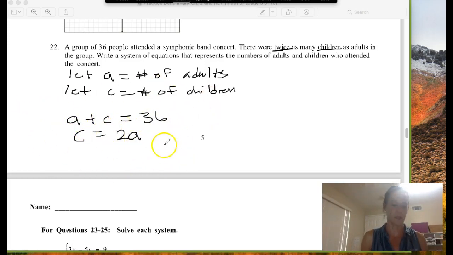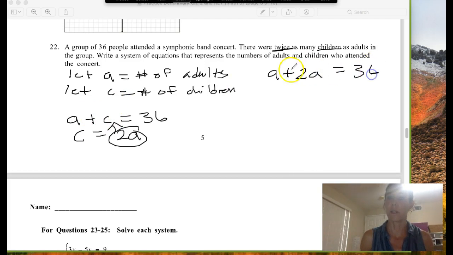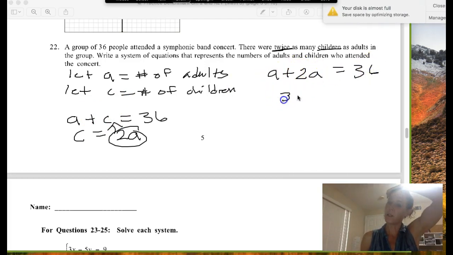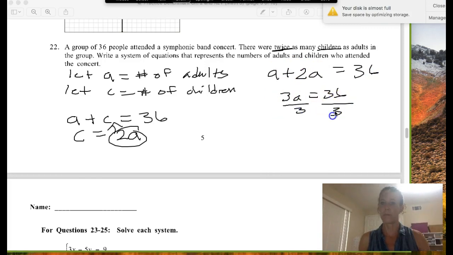Now to solve this system, I'm going to have to plug in 2a for c, use substitution. C is 2a, so plug this into here, and I'm going to get a plus the number of children, twice the number of adults, equals 36. A plus 2 a's are 3 a's. 3 a's equals 36. Divide by 3. If I divide 3 into this, I'm going to get the number of adults is 12.